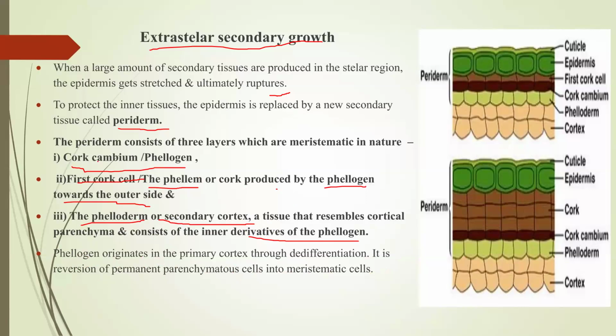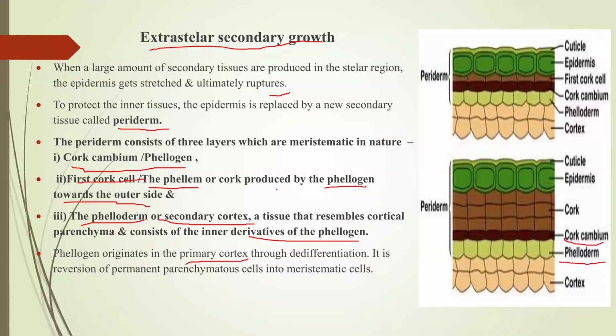This cork cambium originates in the primary cortex. The cells present in the cortex region become dedifferentiated and meristematic to form the phellogen. It produces the phelloderm or secondary cortex, which resembles the cortical parenchyma. So the cork cambium produces the cork, or phellum, outside and the phelloderm inside, forming the periderm.